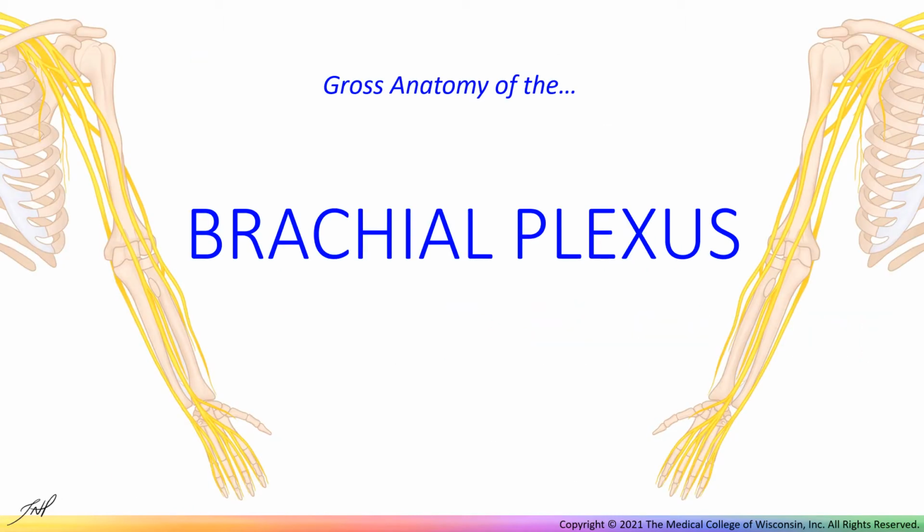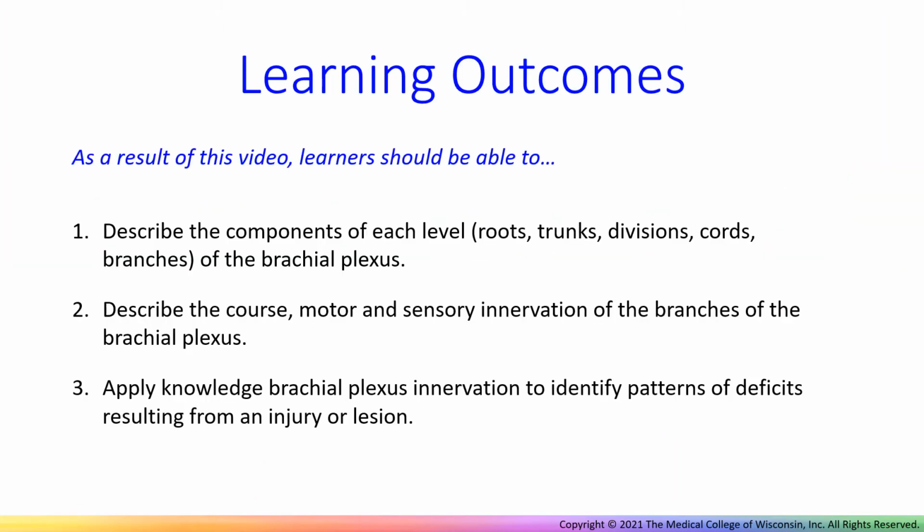In this video, we will discuss the gross anatomy of the brachial plexus. By the end of this video, you should be able to describe the components of each level of the brachial plexus and describe the course, motor, and sensory innervation of the branches of the brachial plexus. Finally, you should be able to apply your knowledge of the brachial plexus to identify patterns of deficits resulting from injury or lesions.